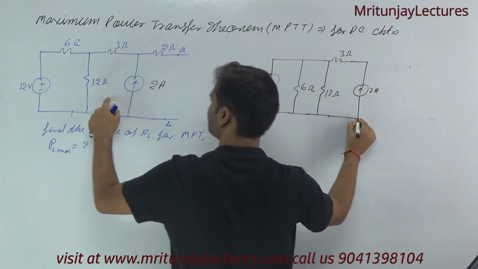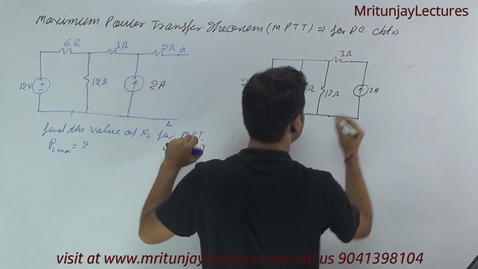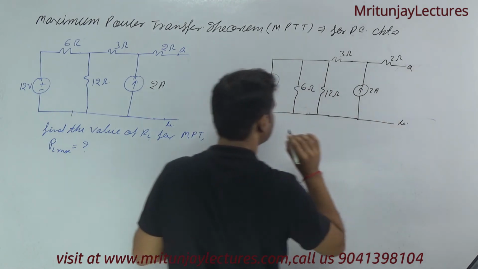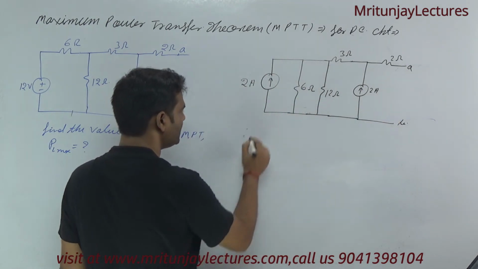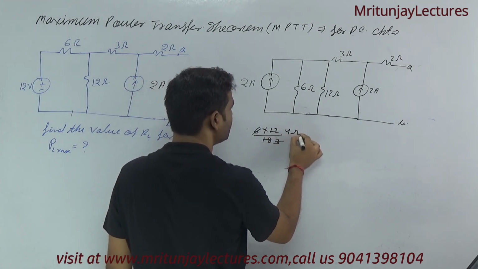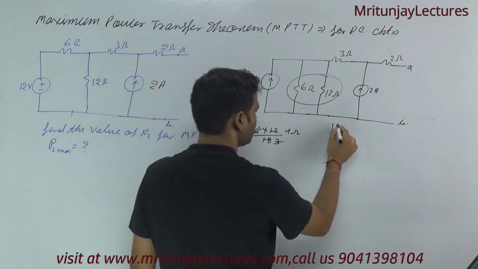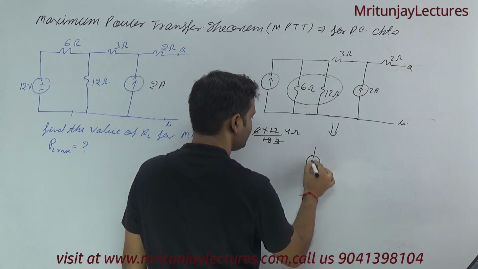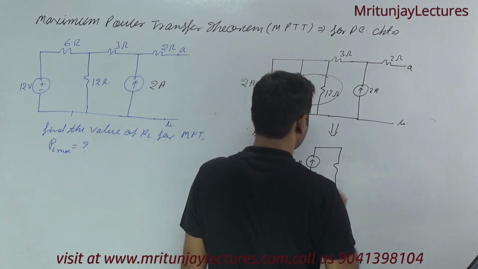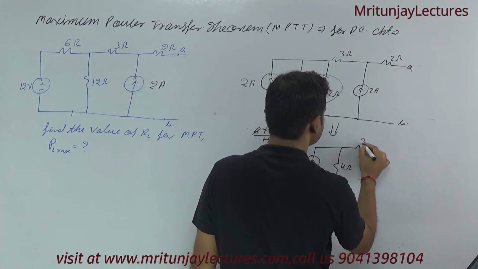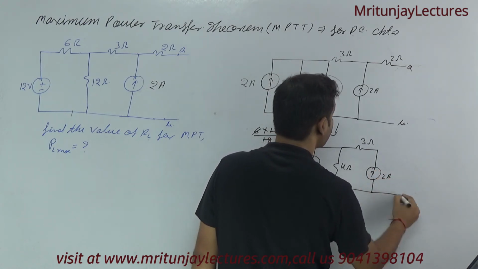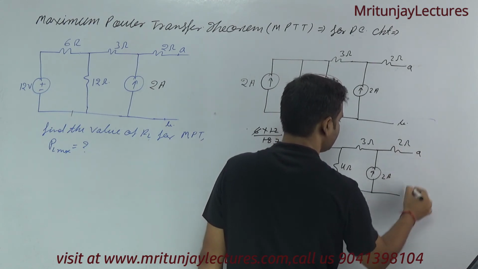Always follow from the beginning point, that is A and that is B. Clear? Now this and this both are parallel, so 6 into 12 divided by 18, 4 ohm. So this one makes again 2 ampere, and this one is 4 ohm, and this one is 3 ohm, and this one is 2 ampere, and that is 2 ohm, that is A and B.